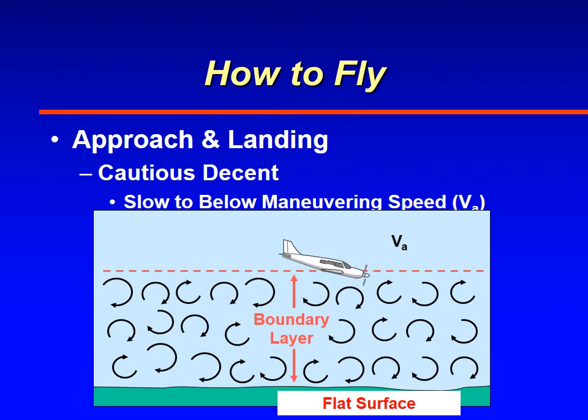As you descend, remember that there is a layer of turbulence, the boundary layer, and you need to slow down the aircraft so that you don't exceed the maneuvering speed. In that case, the aircraft will stall before it breaks or bends.